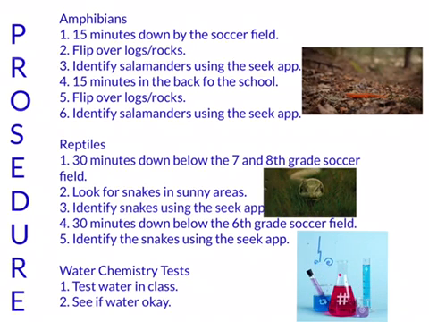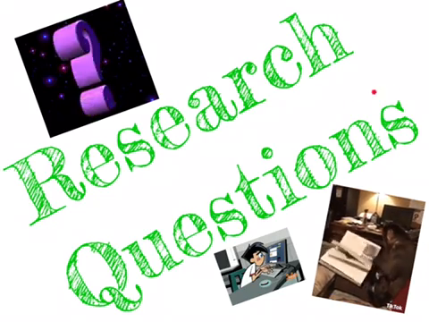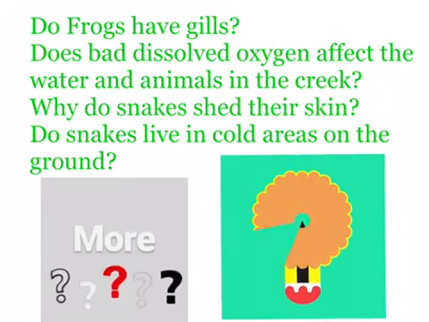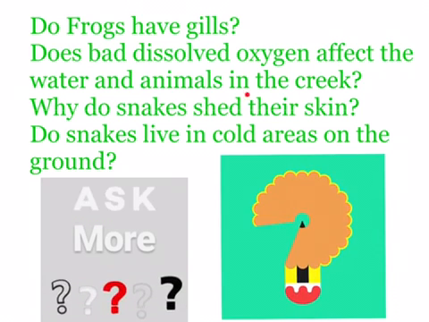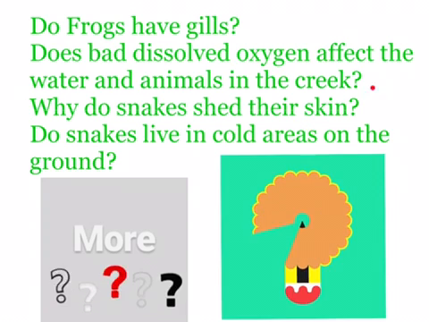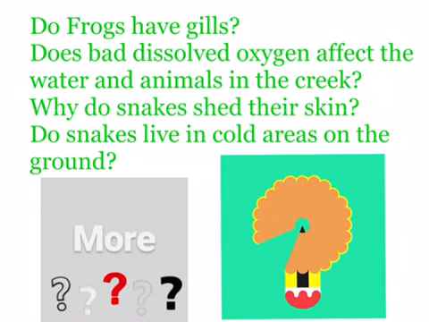For water chemistry tests, I tested water in class and then I saw if the water was okay. The next few slides are going to be based on my research wildlife questions. My first research question was, do frogs have gills? My second was, does dissolved oxygen affect the water and animals in the creek? My third one was, why do snakes shed their skin? I haven't really known the answer, so I decided to do that. Do snakes live in cold areas on the ground? That was my last one.